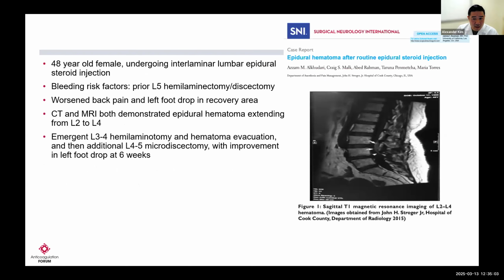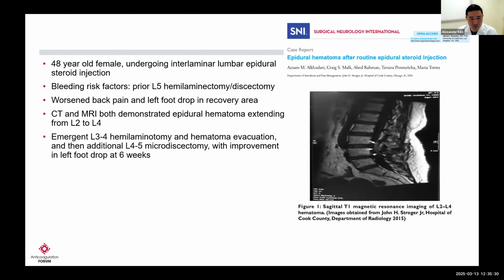And then similarly, a similar type of complication. This is a 48-year-old female undergoing an interlaminar lumbar epidural steroid injection, so a very commonly performed procedure. And the only risk factor that was identified was that this patient had had prior lumbar surgery. So not really a contraindication that we would think of in that way.